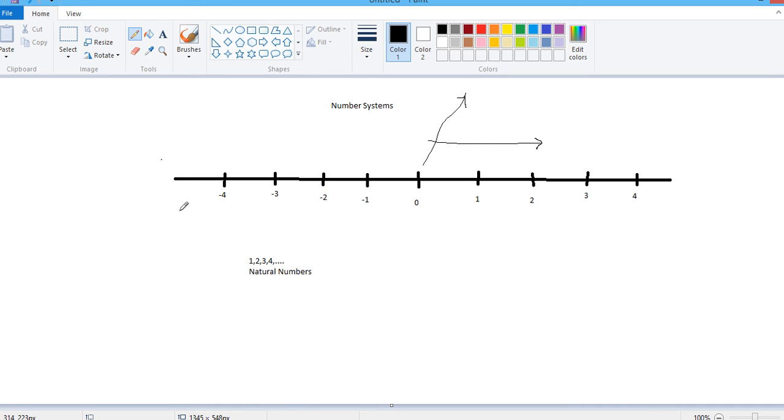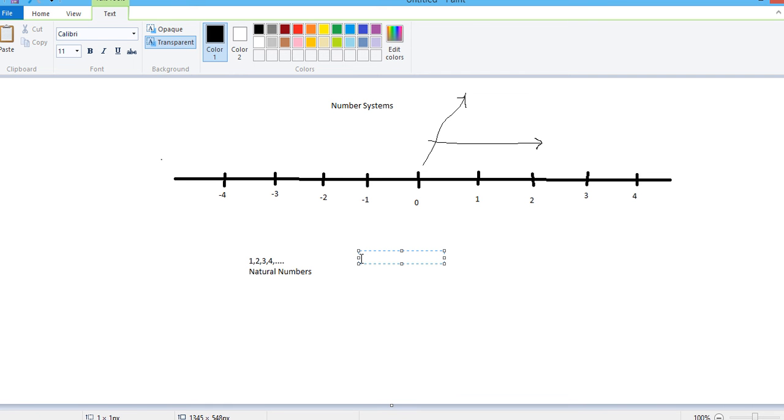Now let's assume the guy is picking 0 as well. Then in his basket the numbers will be 0, 1, 2, 3, 4 and so on. Now if 0 is included, then it is called whole numbers.